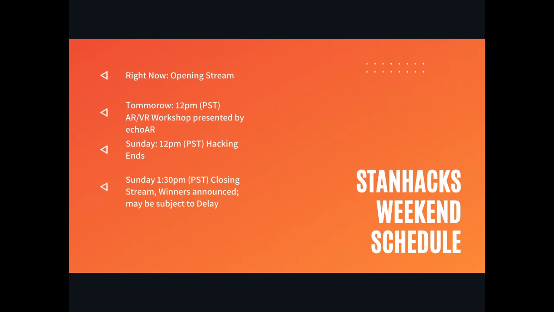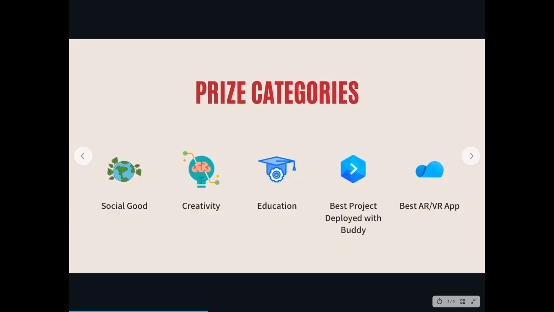And let's go ahead and check out what's next. So we have 5 prize categories for our current hackathon. The first one is social good, and then creativity, education, best project deployed with Buddy, and best AR/VR app. So I'll actually get into what each of these requires.